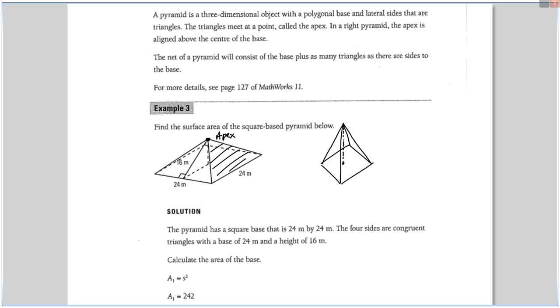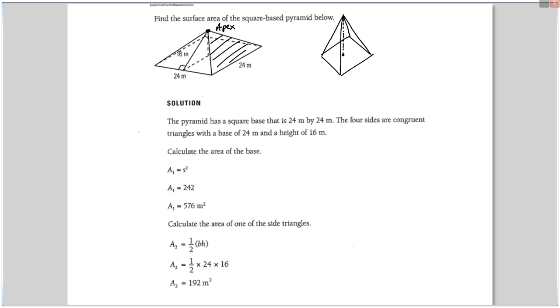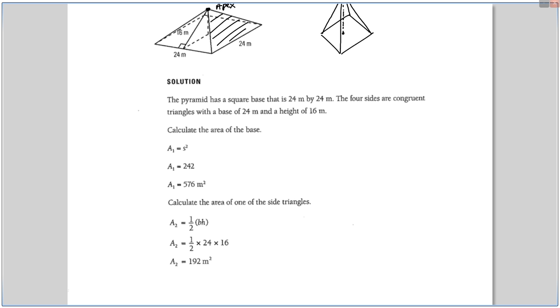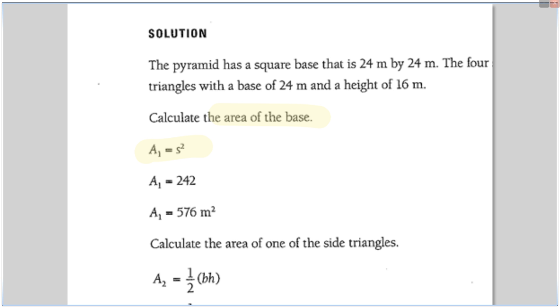Alright, so let's take a look at how they calculate the surface area of this pyramid. Okay, so first of all, they calculate the area of the base, which is a square. So side squared, 24 times 24. These notes don't make any sense. I think this should say 24 squared like that. So check your paper. I think there's a typo there. The book has a little typo there, so fix that.